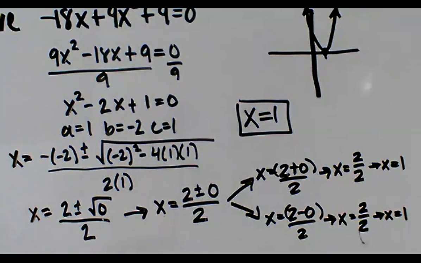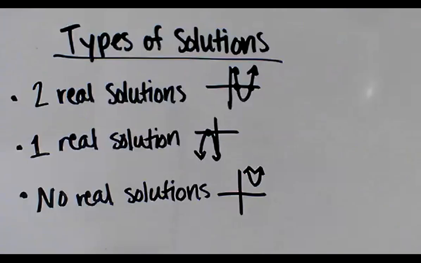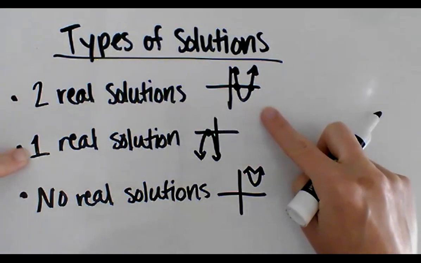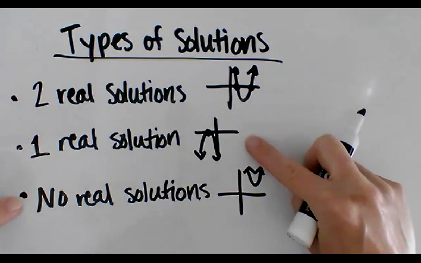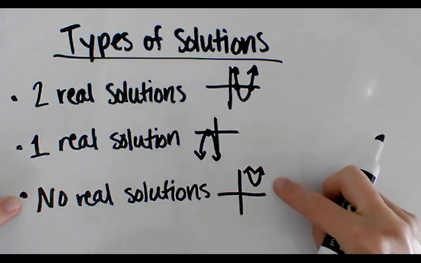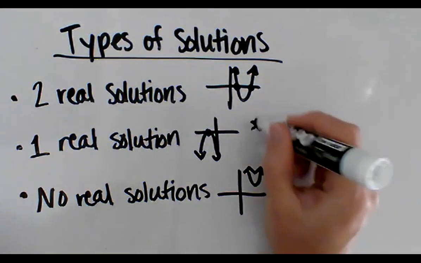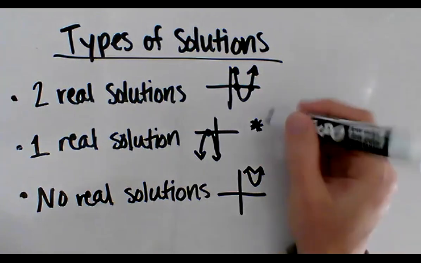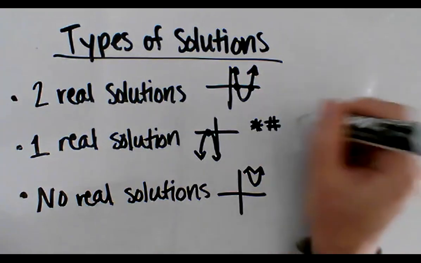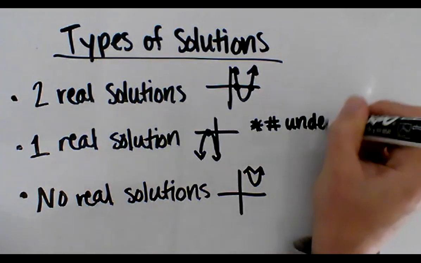So those are the 3 possibilities that we can get when solving equations using the quadratic formula, or really solving quadratic equations in general. So these would be the types of solutions we can have when solving quadratics. 2 real solutions would have 2 x-intercepts, 1 real solution has 1 x-intercept, and no real solutions has no x-intercepts. When solving with the quadratic formula, 1 real solution happens when the number under the square root is equal to 0.